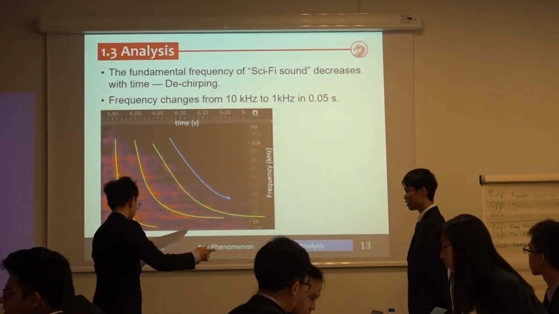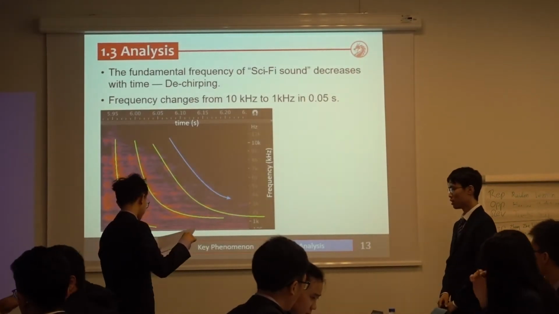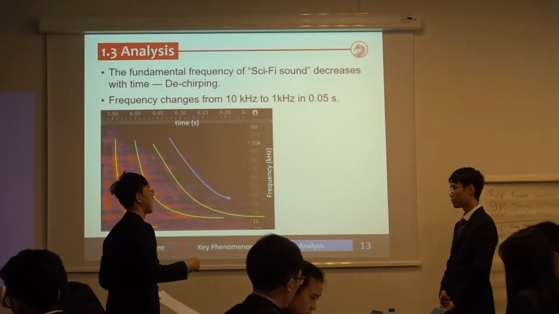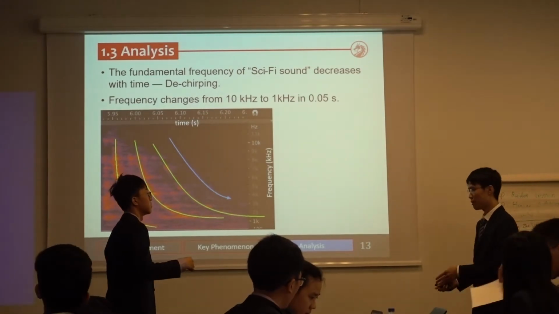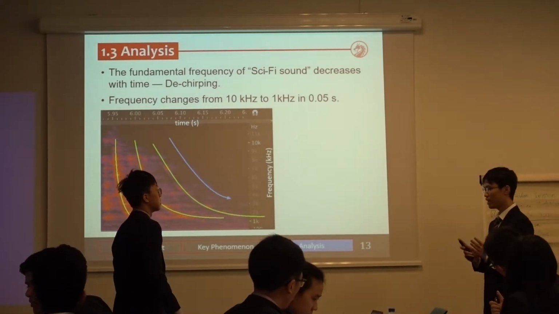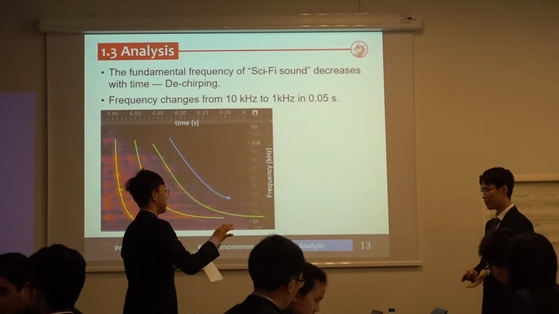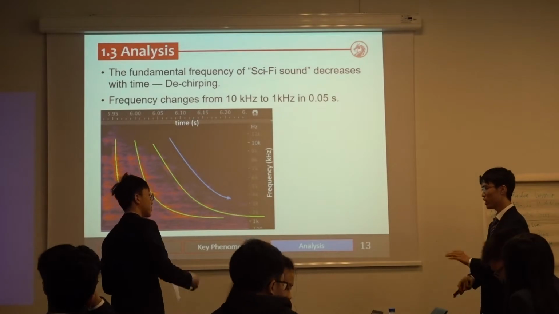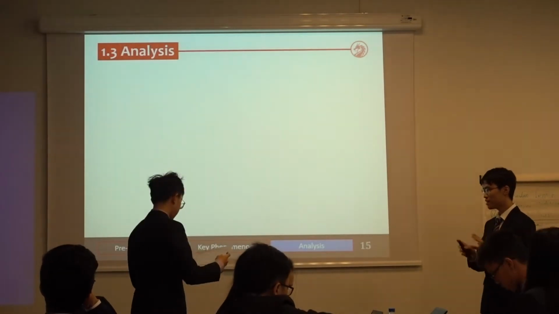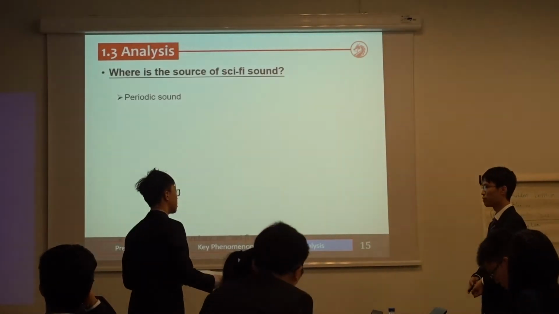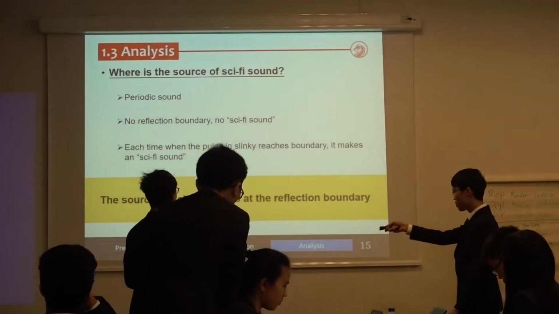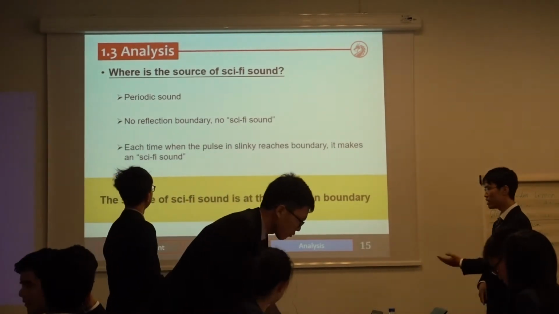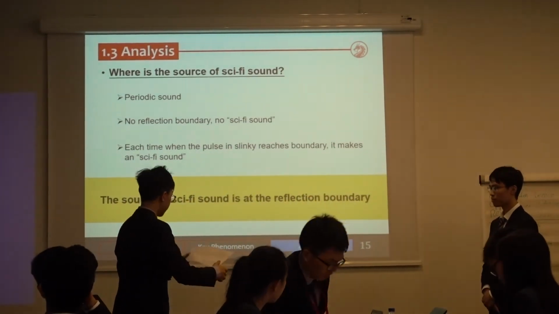Okay, you talk about the reflection at the boundary. What do you mean by that? The wave pulse can be reflected at the boundary, and in each reflection, there will be a sci-fi sound. You mean that you need to tap at one of the boundaries? No. It can travel along the slinky, and the sci-fi sound happens at the boundary. Or I can take the source of it as a boundary. We need to tap at the boundary. Okay.